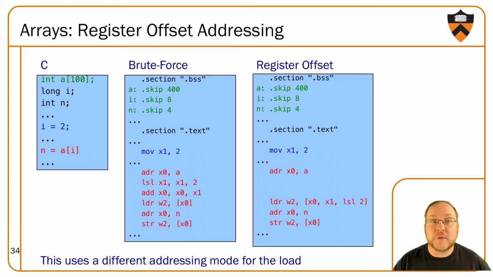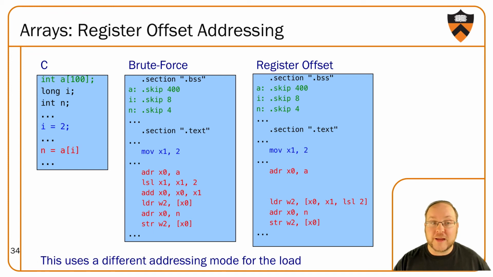This is an assembly language shortcut for add the contents of x0 to the result of shifting the contents of x1 by 2 to the left. So it's the same operations, just all shoved together into a single, very compact addressing mode. Note also that the register offset here doesn't change either x1 or x0, unlike the brute force approach.